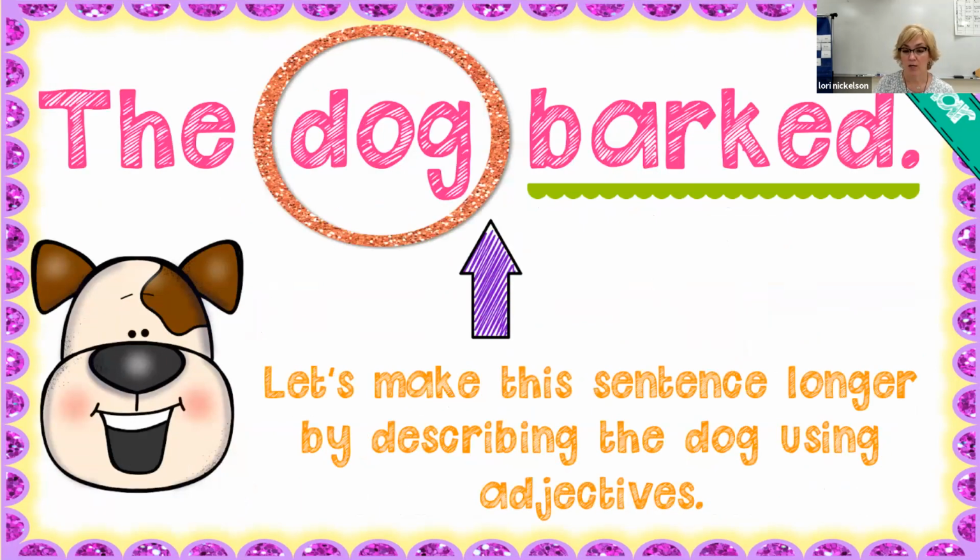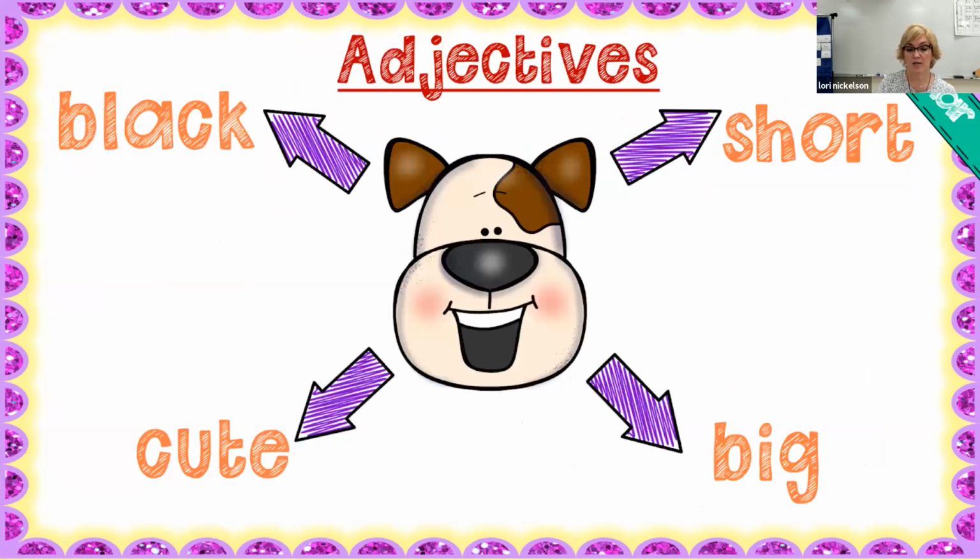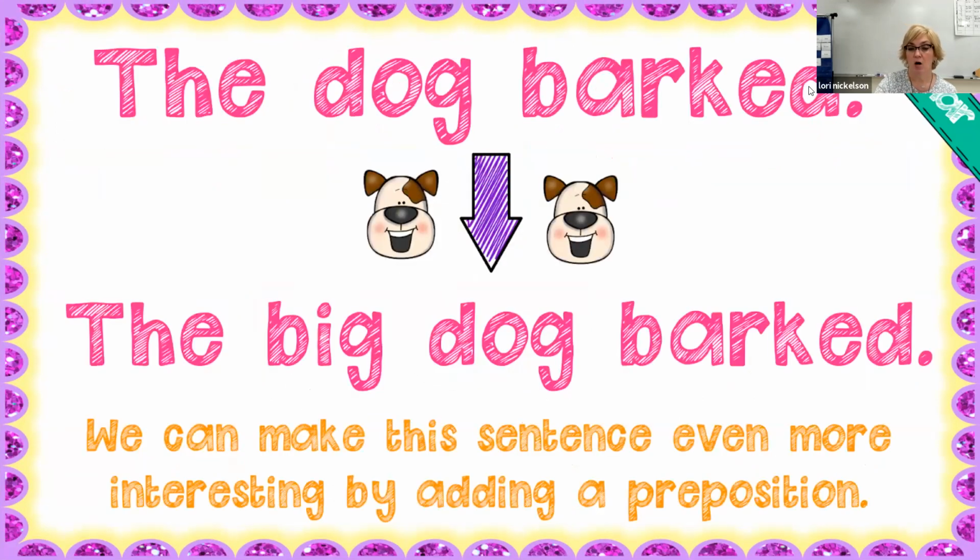The dog barked. Let's make this sentence longer by describing the dog using an adjective. Adjectives could be like black, cute, short, and big. Those are great adjectives you used to describe a dog. So we're going from the dog barked to the big dog barked. And we can make it even more interesting by adding a preposition.